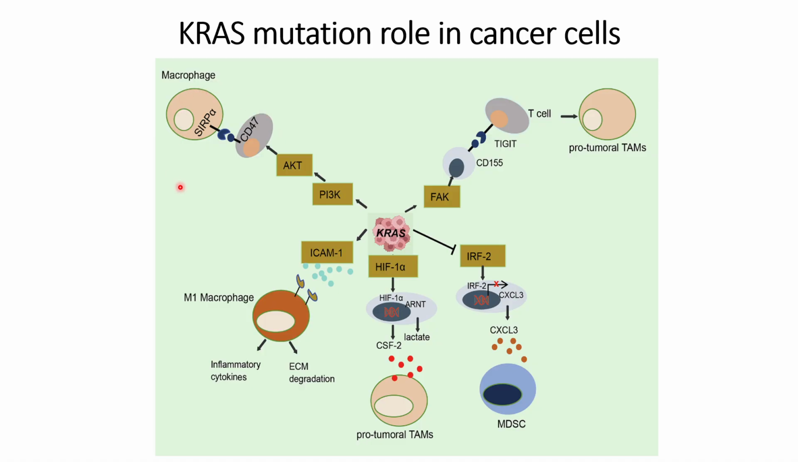So M2 type macrophages have effects to suppress other immune cells also. I hope you understood the main role or some of the important functions of these KRAS mutations in cancer cells. If you need to understand more about this topic in detail, you can go through the reference that has been provided in the description.